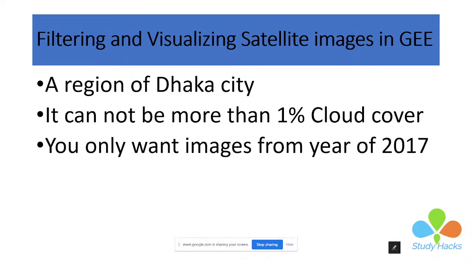And the third factor is that you want these images only for a specific year. Suppose you need the image for the year 2017, or for 2017 January 1st. So we can easily filter different time periods of the images. So mainly when you want to filter satellite imagery, we always try to maintain these 3 factors.